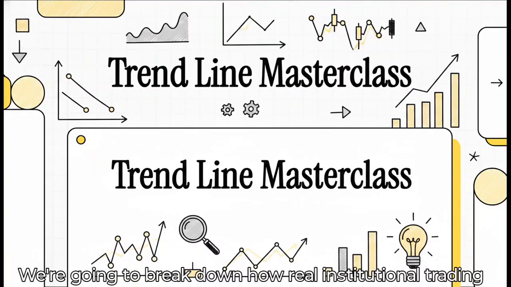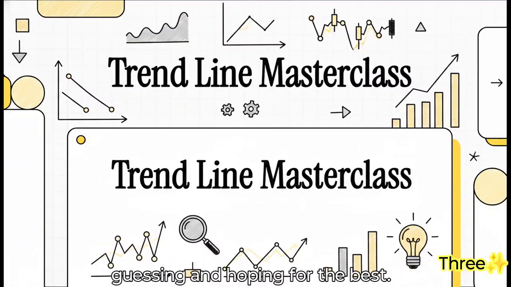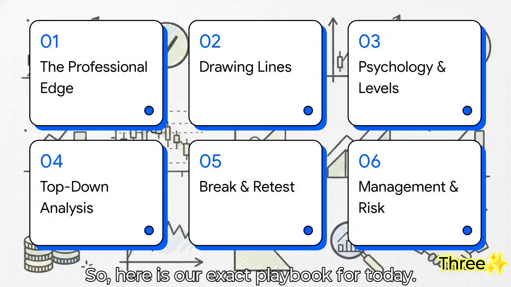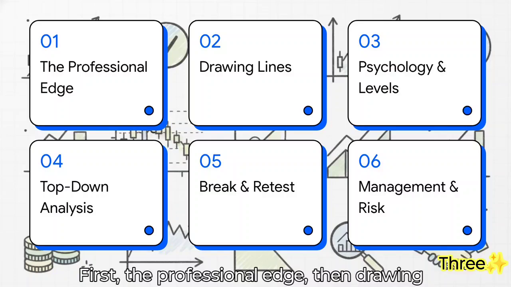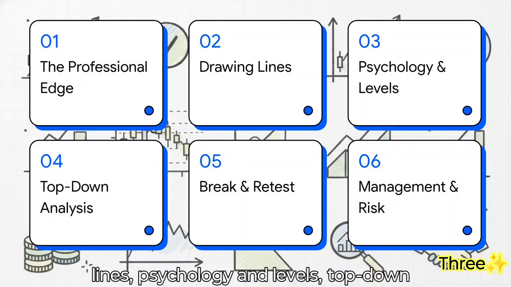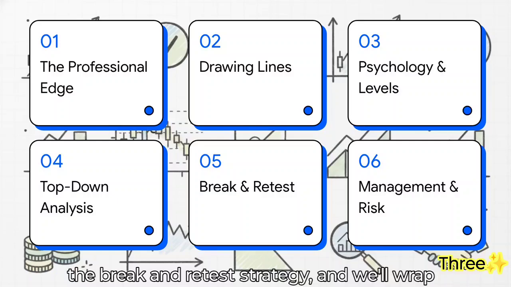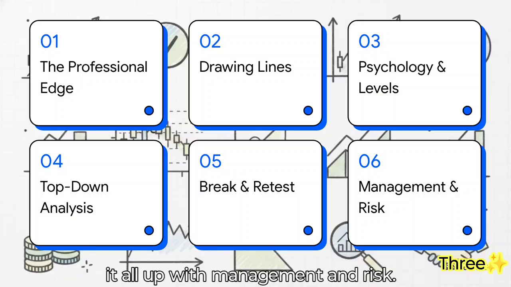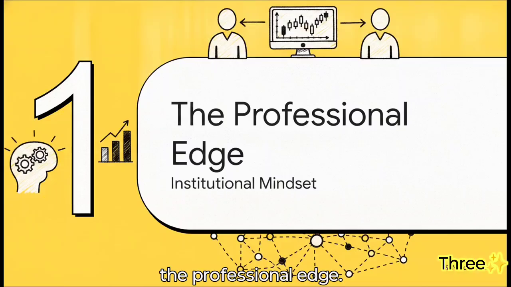We're going to break down how real institutional trading relies on clean, systematic consistency, rather than just guessing and hoping for the best. So here is our exact playbook for today. We'll be moving through 6 key steps. First, the professional edge, then drawing lines, psychology and levels, top-down analysis, the break and retest strategy, and we'll wrap it all up with management and risk. Let's kick things right off with section 1, the professional edge.